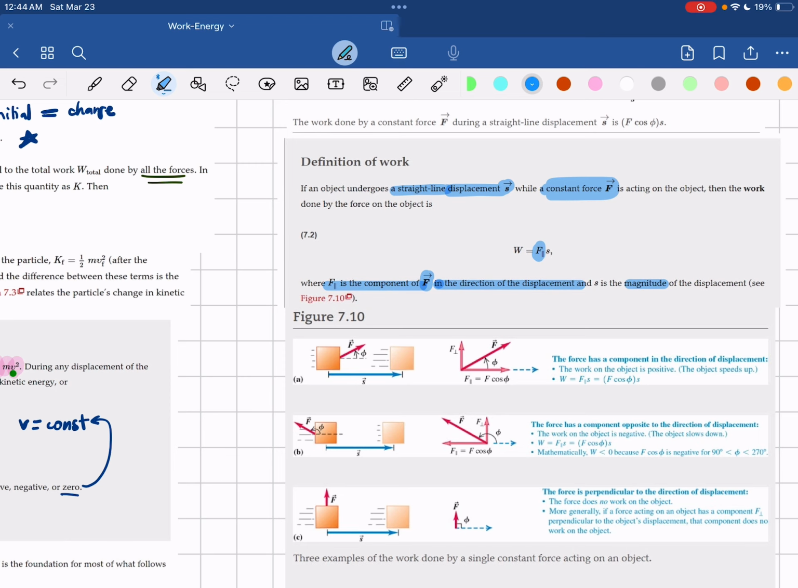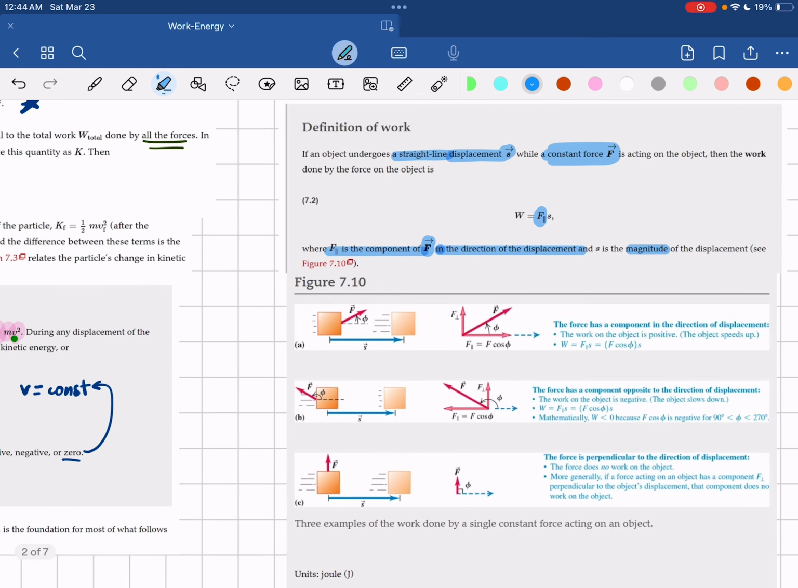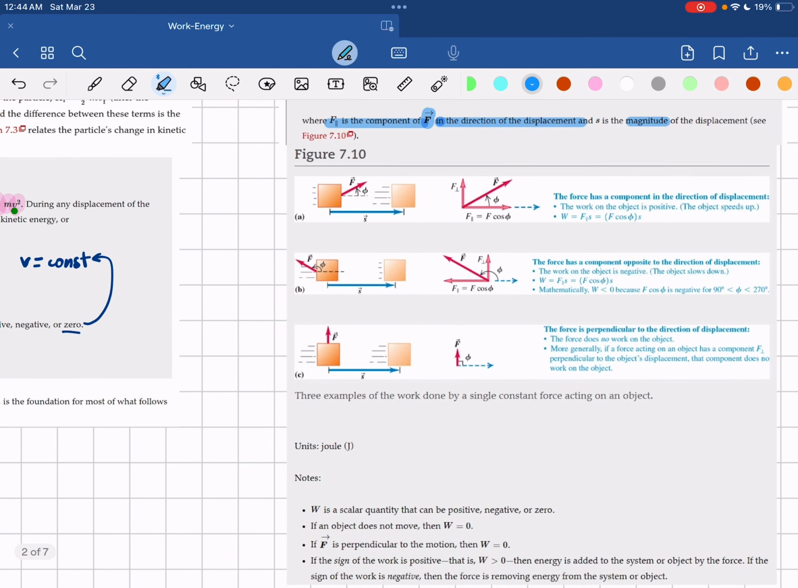Okay, so let's see those examples. What does it say? Okay, let me write the definition once again here. Work equals F parallel times s, the magnitude of the displacement. So in this case we see that an object is moving from this one to this one. This is the initial position, final position. The force makes an angle phi.